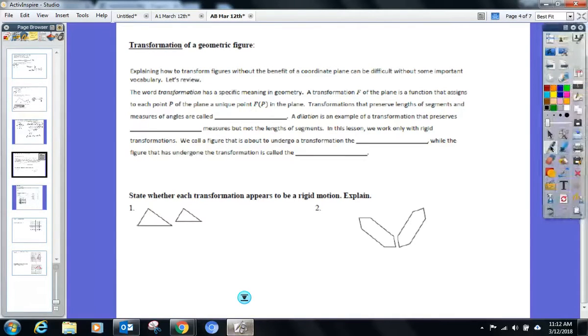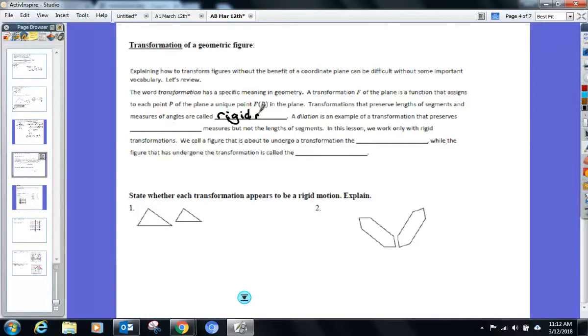I want to just see if you could fill in a couple of the blanks from terms we talked about throughout the year so far. A transformation that preserves length and angle measure, we had a name for. Preserves length and angle measure. That was referred to as a rigid motion.